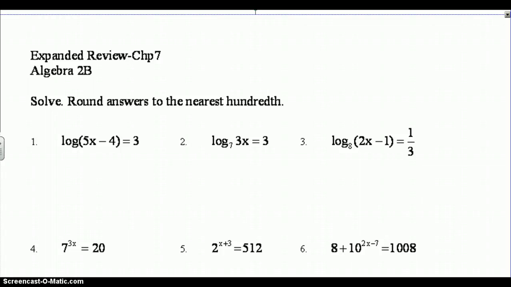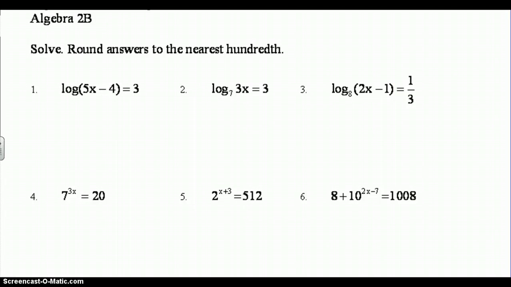So if we're starting with number 1, we have log of 5x minus 4 equals 3. And remember that if there is no base given, this is a common logarithm. So to solve this, we need to switch to exponential form. I'm going to put my base, and we're solving for the exponent, so I'm going to have 3 as the exponent, and set it equal to 5x minus 4. 10 to the third gives me 1,000.